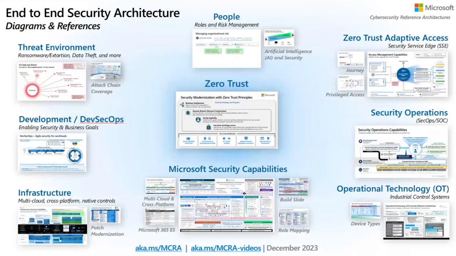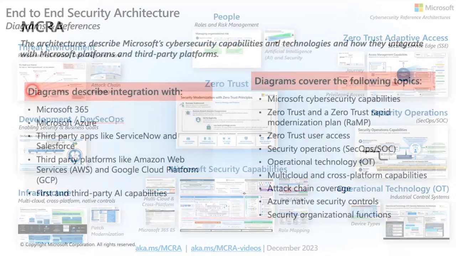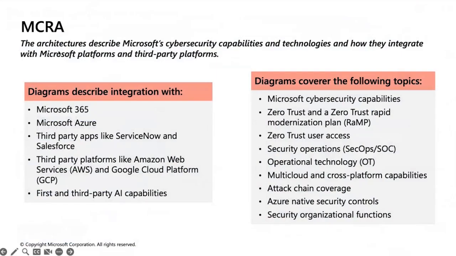This definitely helps security architects and security practitioners in how they can implement these solutions, how these are integrated with each other, and how these are working together. All these things will help you understand the design principles. So MCRA is a collection of architectures describing Microsoft cybersecurity capabilities and what different technologies we have available in cloud.